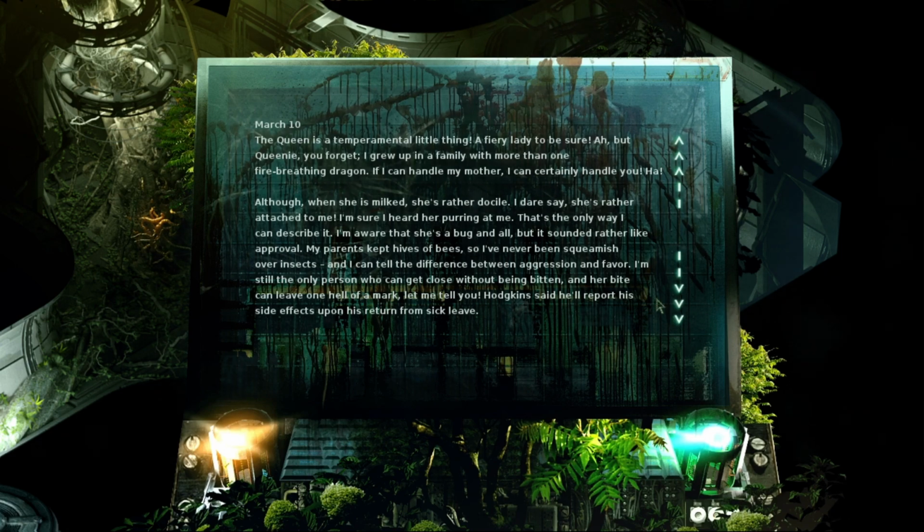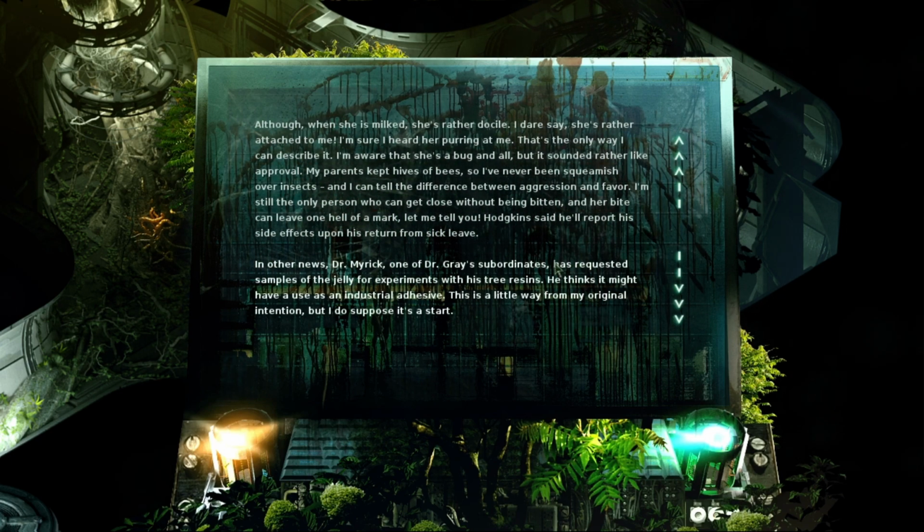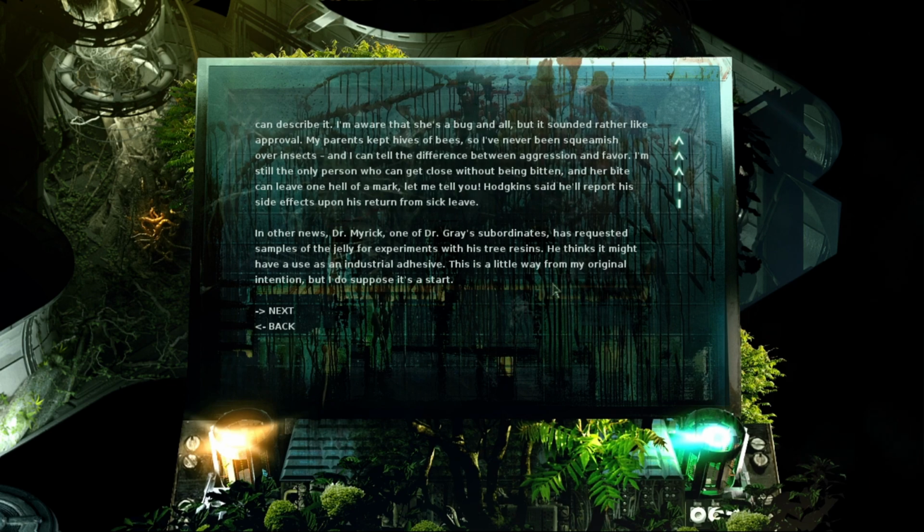Hodgkins said he'll report his side effects upon his return from sick leave. In other news, Dr. Maracheck, one of Gray's subordinates, has requested samples of the jelly for experiments with his tree resin. He thinks it might have a use as an industrial adhesive. This is a little way from my original intention, but I do suppose it's a start.